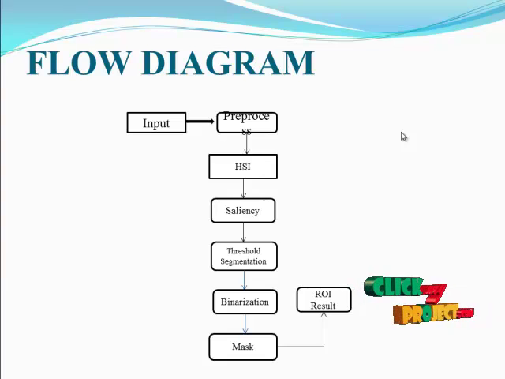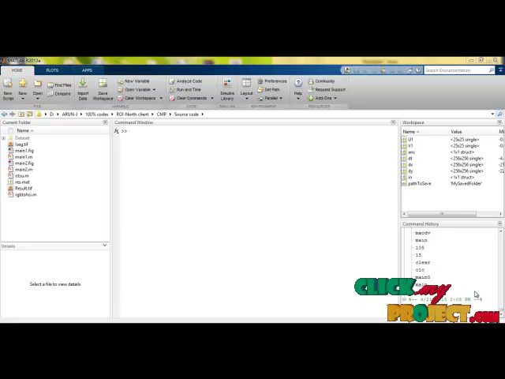The HSI image is converted into a saliency map, and from that we apply threshold segmentation. So we get a particular segmented part, and the results are binarized, and the binarized results are masked with the original region, and finally we get an ROI result. Let's see the demonstration of our product.